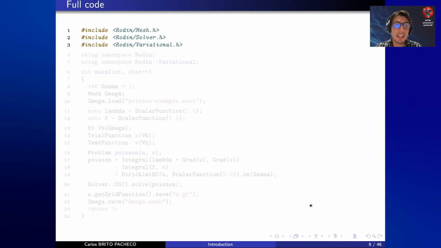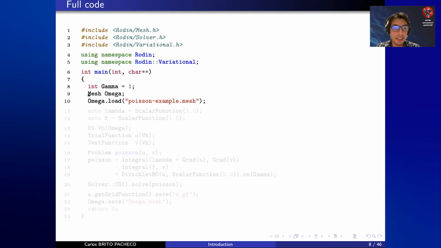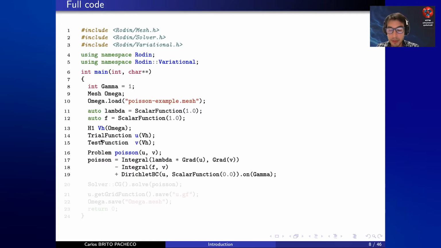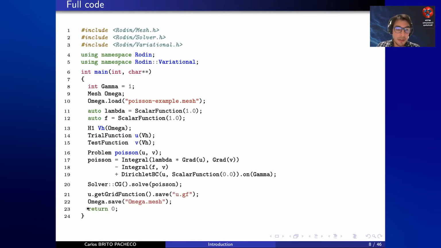I will give just quickly the full code. You can solve a Poisson equation in 24 lines of code. You include Rodin's modules using the namespaces. You load the mesh using this API. You define your parameters. You build a finite element space, an H1 finite element space. You define your trial function, your test function. As previously shown, you construct the Poisson problem, and then you just solve the problem using a CG solver. All of this functionality is provided usually by MFEM. It's just a wrapper. And you just save your solution.